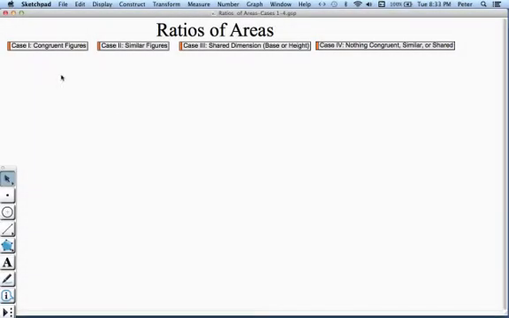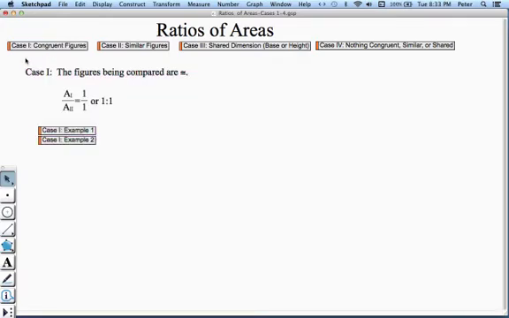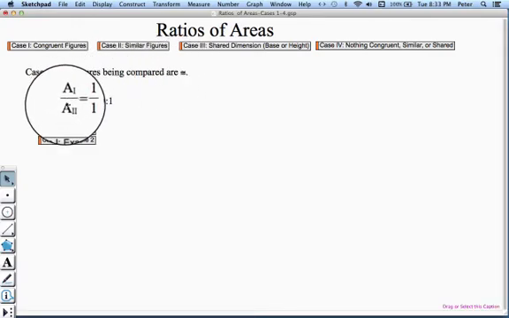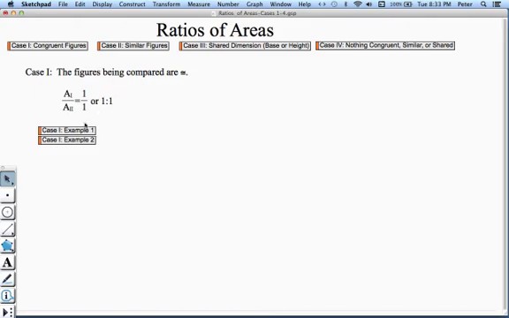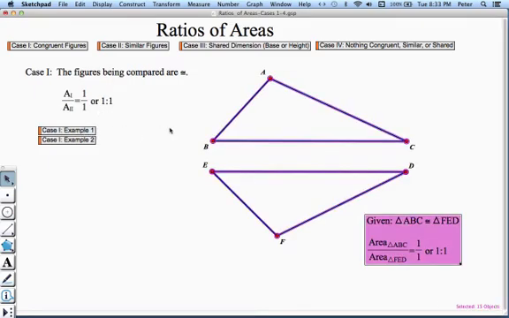Okay, as I said, there are four different cases when we compare two areas in a ratio. The first case is kind of self-evident, but I thought I'd include it just to be exhaustive. Case 1 says if we have two figures that are congruent, then the ratio of area 1 to area 2 is just equal to 1 to 1. Well, that should make a lot of sense, but let's take a look at an example.